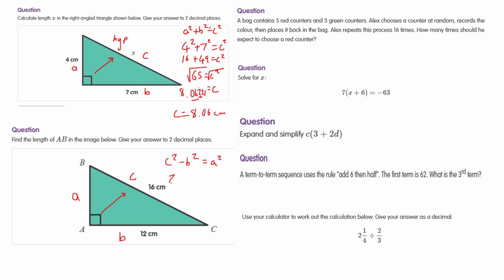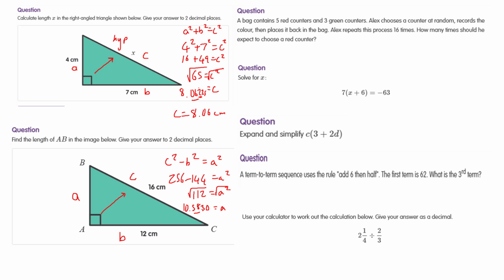So 16 squared is 256, minus the b squared, which is 12 squared, which is minus 144, equals a squared. So you're going to get 112 equals a squared. Square root both sides. What's the square root of 112? So it says here a equals 10.5830 and some other decimals, but you just need to round that to 2 decimal places.